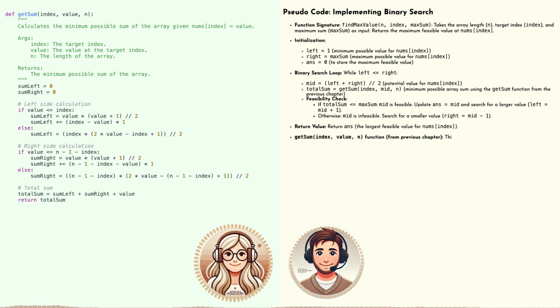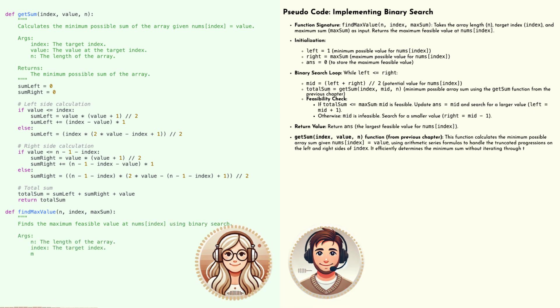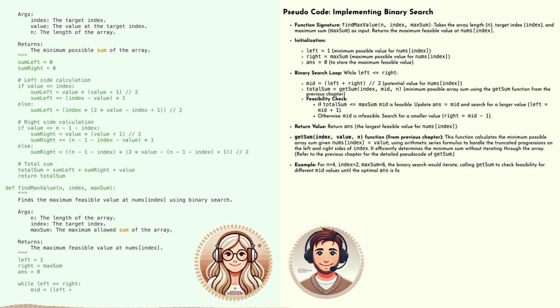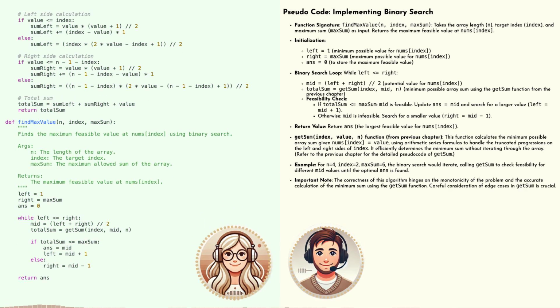First we're going to initialize our search range. The left boundary is going to be 1 because we're only dealing with positive integers here. And the right boundary is going to be our max sum, the biggest it could possibly be. So we're basically saying our answer has got to be somewhere in this range, between 1 and max sum. And then we're going to go into our binary search loop.